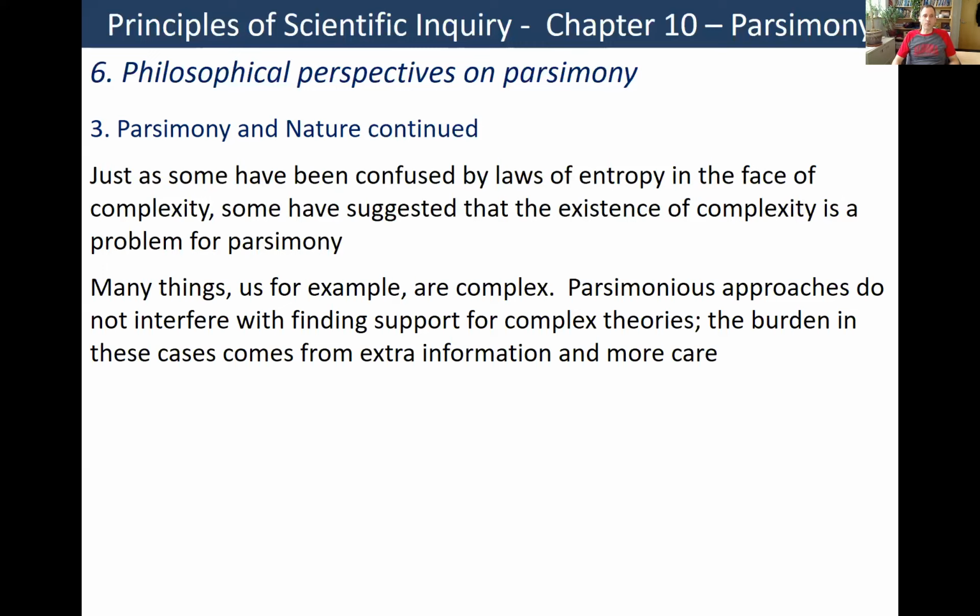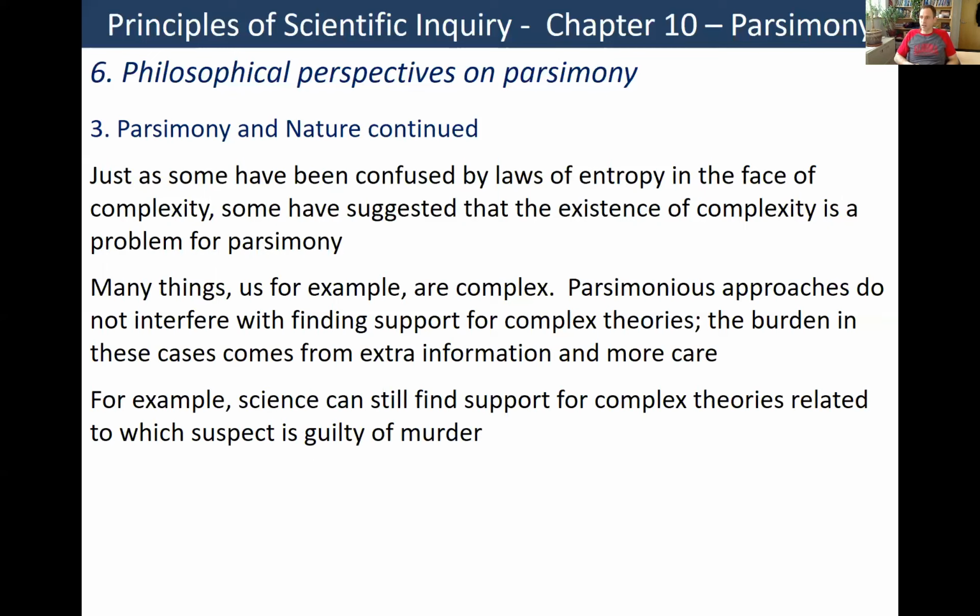So using parsimony as a criterion for theory choice does not eliminate the possibility of finding complex theories, which is important. Science can still find support for those theories related to which suspect is guilty of murder, even if the eventual explanation for which suspect is guilty is quite complicated, right? So, those TV shows that I discussed last lecture, where the crime is super complex and all over the place, that can still happen, and we can still come to the conclusion that that theory is correct.